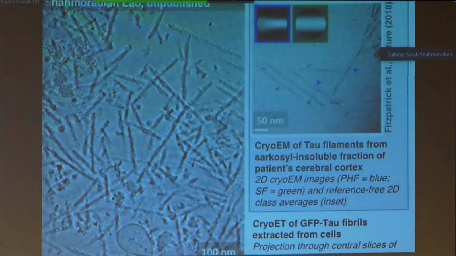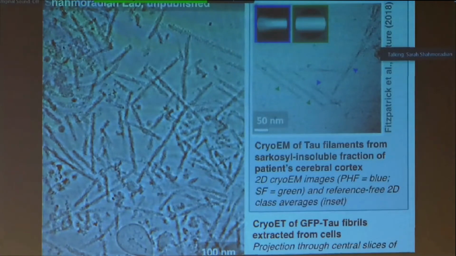And on the right, this inset is of tau filaments. You're probably very familiar with this paper. This is one of many. It's from Fitzpatrick. You could just look. I wanted to put this in so you could get an appreciation of the similarities and the fact that we are able to see a lot of details in the cryo-electron tomogram.